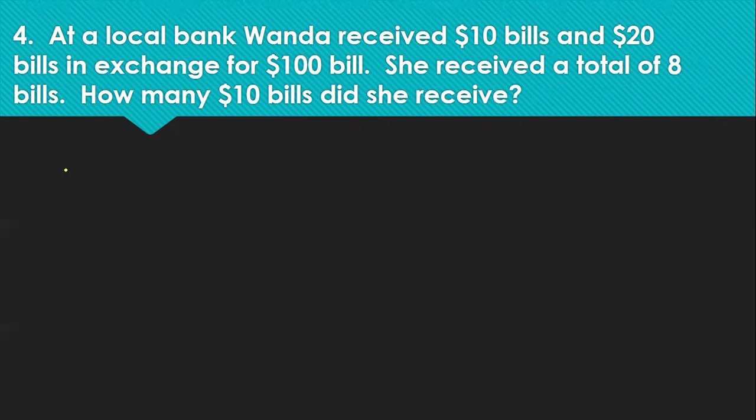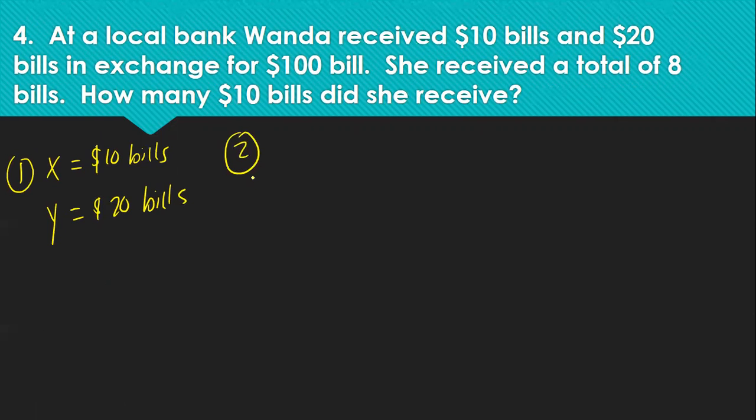Okay. So what are our variables? Well, it's X and Y, but what do X and Y represent? Oh, y'all got it. $10 bills, $20 bills. All right, let's see how we do setting up the equation.